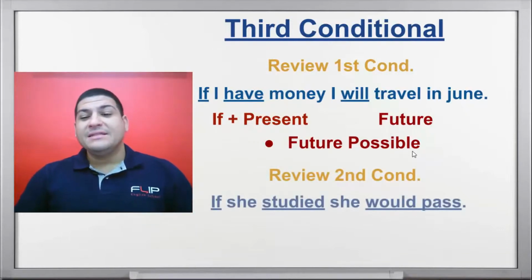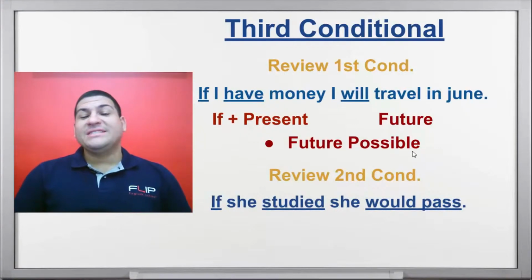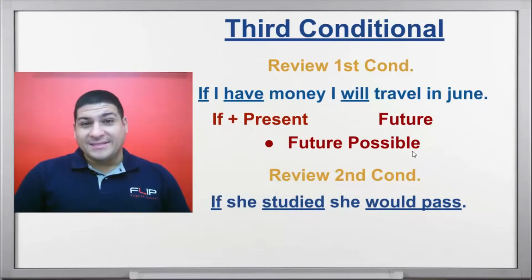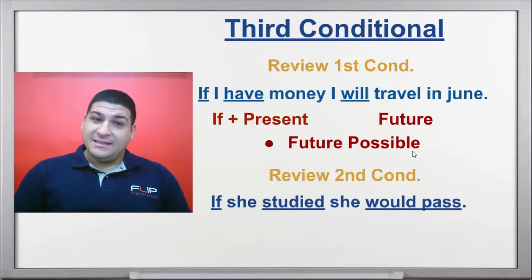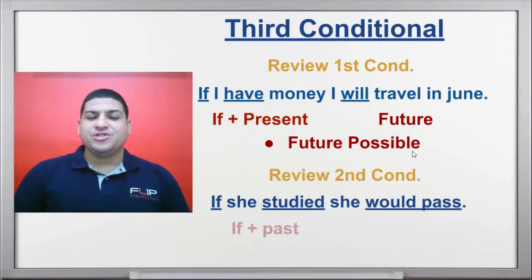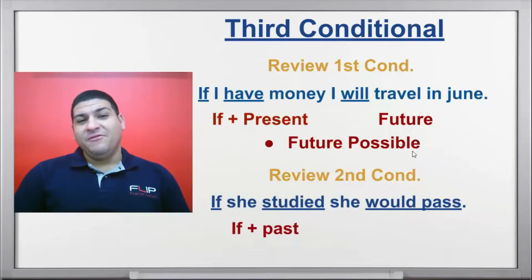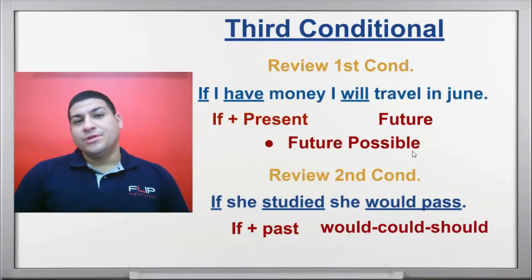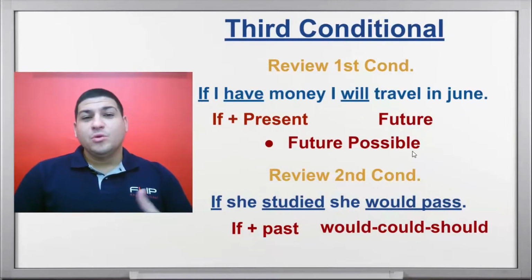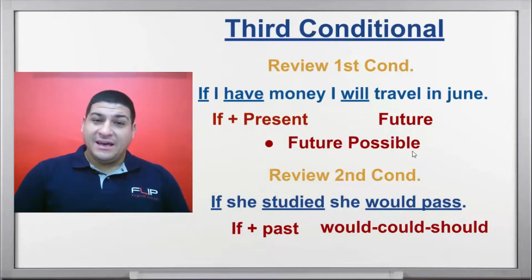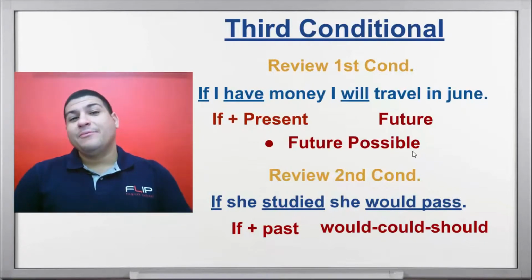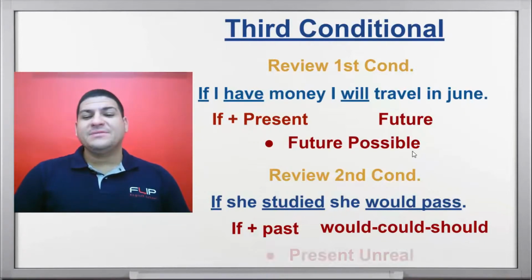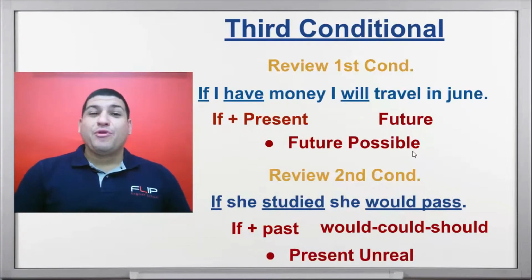Well, the second conditional, I have the example here. If she studied, she would pass. Okay? If she studied, she would pass. Let's see the construction. We have if plus past, okay? And would, should, could. In this case, I put would. So, if she studied, she would pass. Okay? What does this mean? Well, it's a present unreal situation.